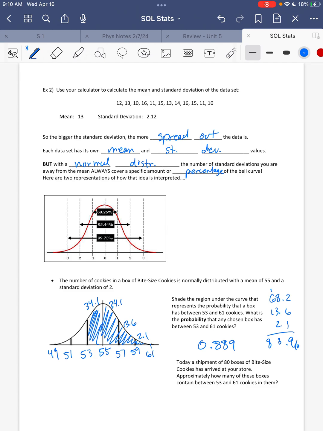So today, a shipment of 80 boxes of bite-sized cookies has arrived at your store. Approximately how many of these boxes are going to have between 53 and 61 cookies in them? So what we're saying is that every time you get a shipment, this percent of your shipment is going to be in this category. So what I have to do is do 0.889 times 80.